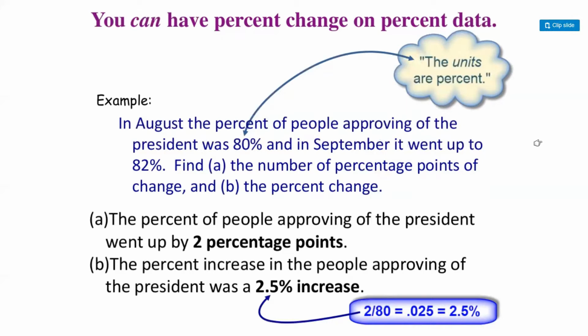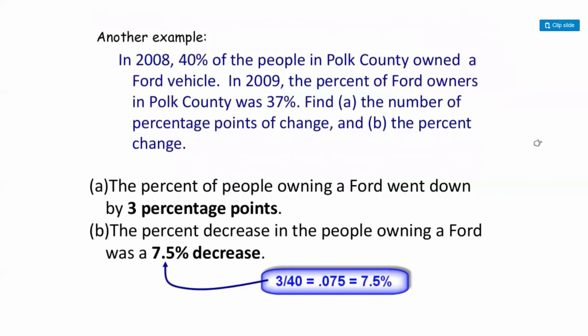However, to calculate the percent increase, we take change over original, which would be 2 over 80, and that's 0.025, and changing that to a percent, we get 2.5%. So there's a 2.5% increase. Now let's look at the next example.